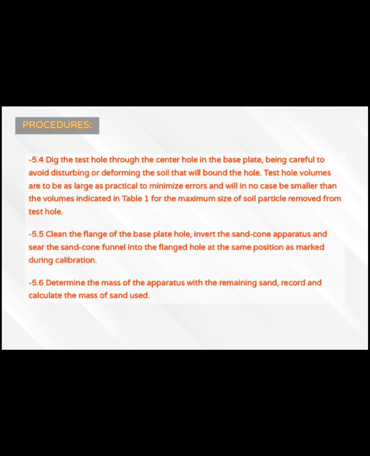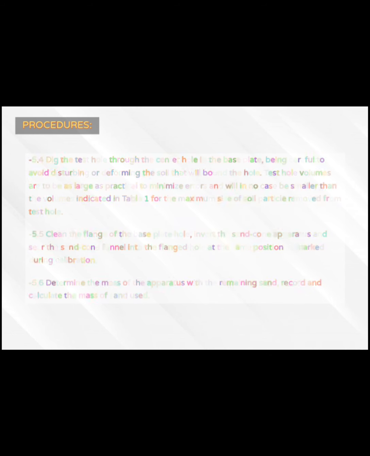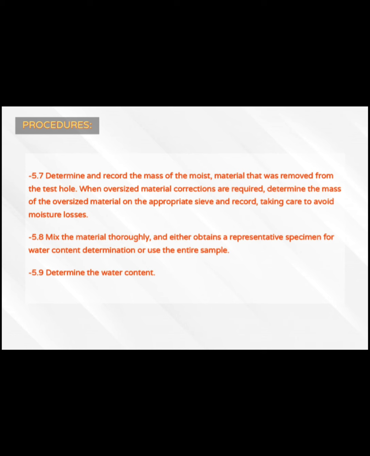And 5.5 is clean the flange of the base plate hole, invert the sand cone apparatus and seat the sand cone pan into the flange hole at the same position as marked during calibration. And 5.6 is determine the mass of the apparatus with the remaining sand, record, and calculate the mass of sand used. 5.7, determine and record the mass of the moist material that was removed from the test hole.